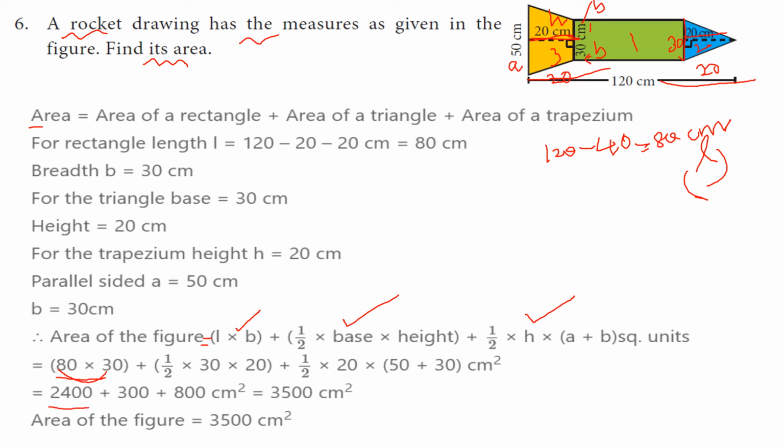Here also you cancel 2 and 20, 10. So 30 into 10 is 300. Here 1 2 is 2, 10 2s are 20, 50 plus 30 is 80, 80 into 10 is 800. So 2400 plus 300 is 2700, plus 800 is 3500. So the area of this figure is 3500 centimeter square.